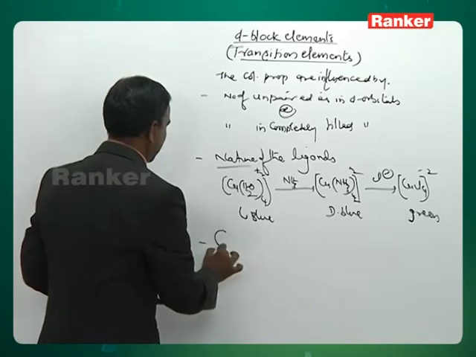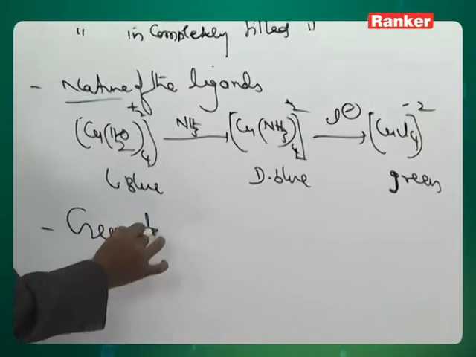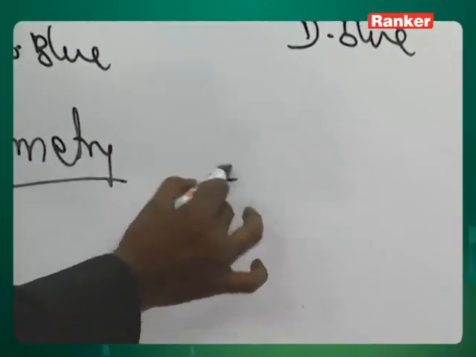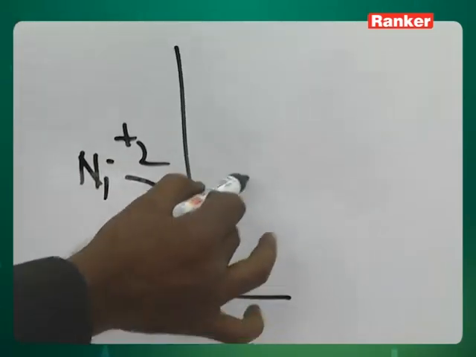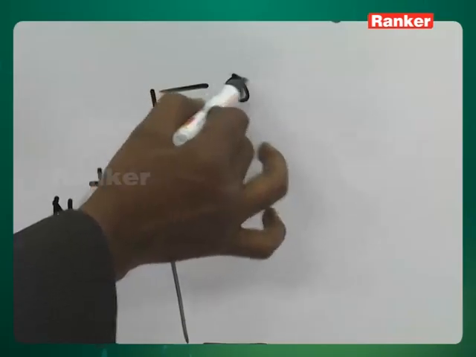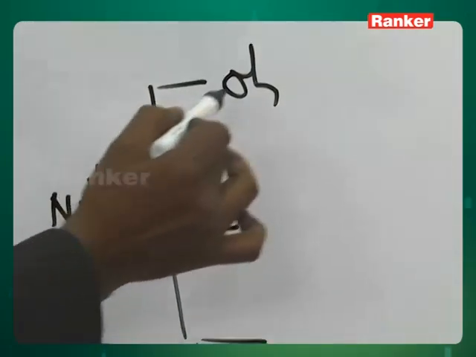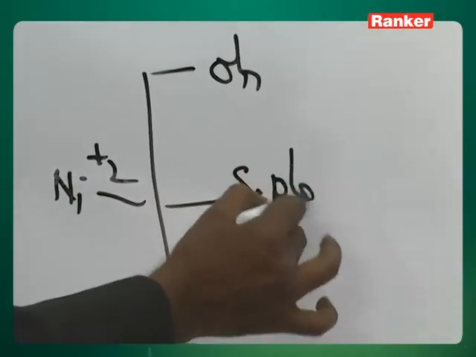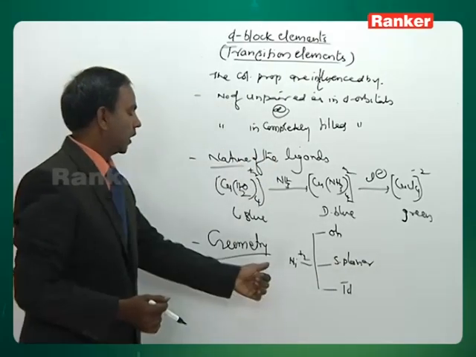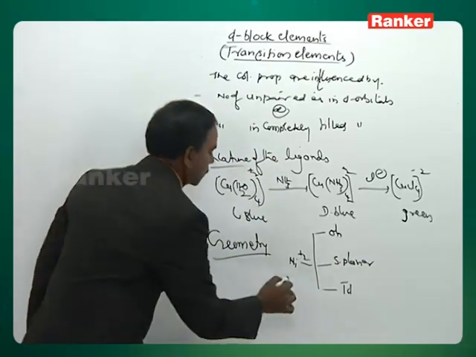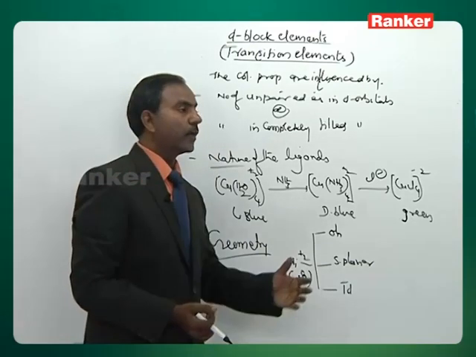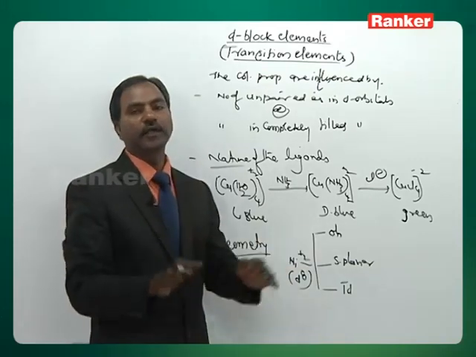Coming to the next one, geometry. The color property is also influenced by geometry. Consider simply a nickel 2+ ion. Remember, nickel 2+ can form 3 types of complexes. It may be an octahedral complex, a square planar complex, or a tetrahedral complex. Nickel 2+ is d8 only, the d8 electronic configuration. With nickel 2+ d8, it is forming 3 complexes having 3 different geometries.